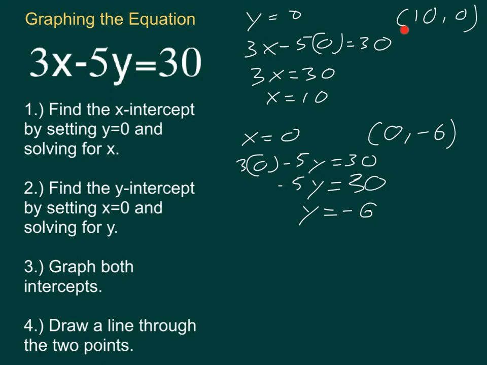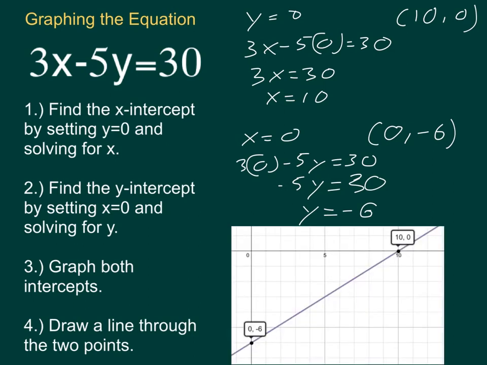Now that I've done that, I'm just going to plot these 2 points on a coordinate grid and draw a line through them. And so you can see here, we just put 0, -6, 10, 0, connect the line through them. And that's the graph of that equation. Every point on there will satisfy this equation here. All right, pretty straightforward stuff. You're just using zeros, which are really convenient numbers to work with. All right, let's take it one step further.